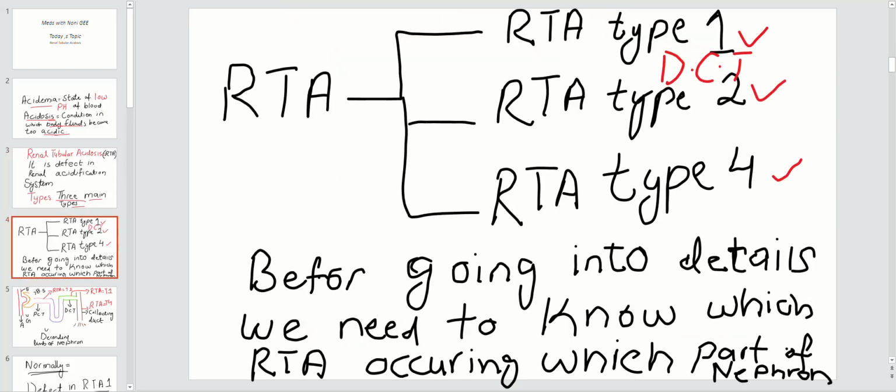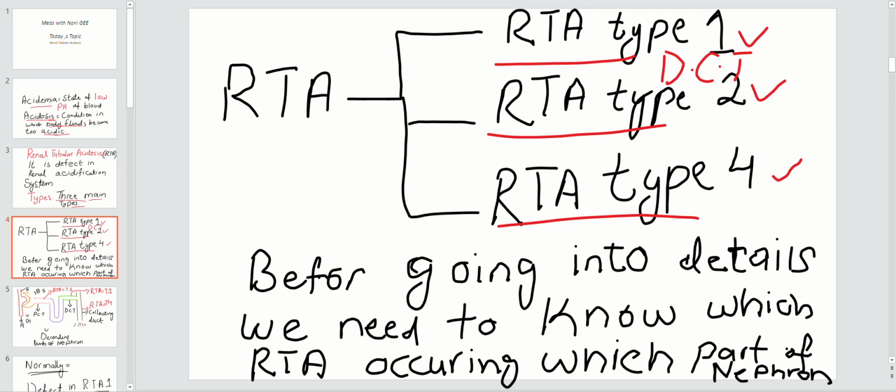Coming over here, that is renal tubular acidosis type 1. Let me move my cursor with you. Then you have renal tubular acidosis type 2, and then you have renal tubular acidosis type 4, right? There is no renal tubular acidosis type 3, so keep in mind, you have 1, 2, and 4. Before going into the details, we need to know which RTA is occurring in which part of the nephron.